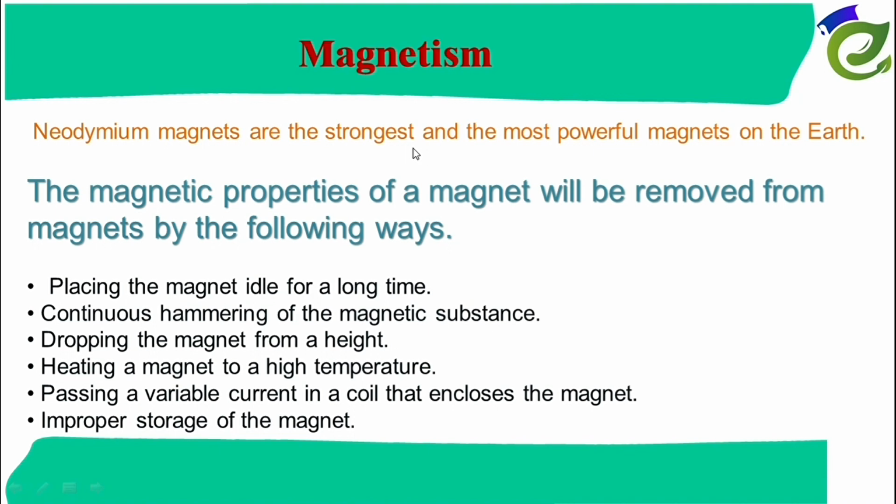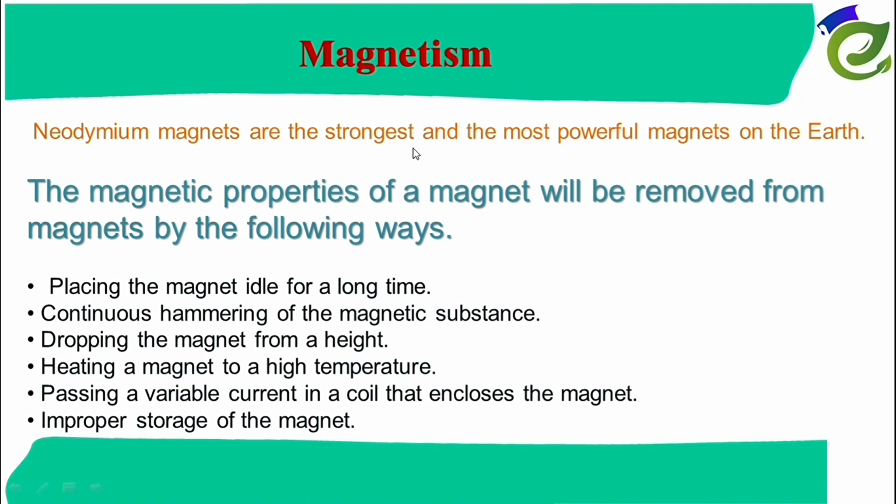Now we will be learning how to remove the magnetic properties from a magnet. Below are the techniques. The first technique is placing the magnet idle for a long time. If you place a magnet idle for a long time, it loses its magnetic properties. Similarly, the other techniques are continuous hammering of the magnetic substance, dropping the magnet from a great height, heating a magnet to a high temperature.